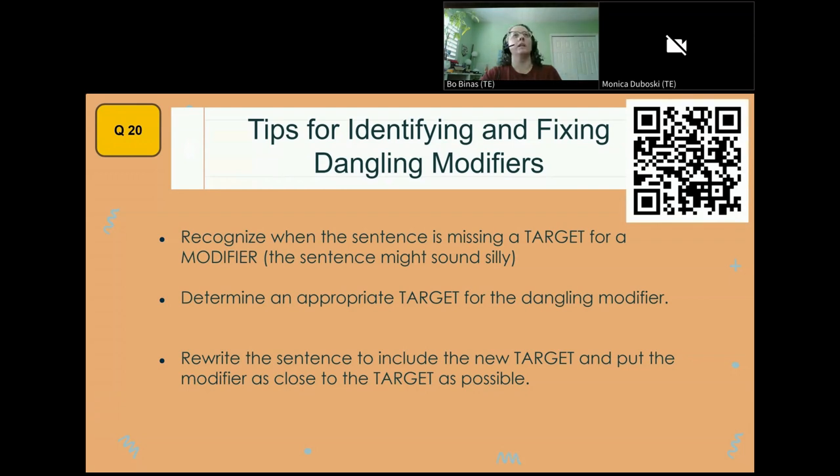And this is question 20. You will first need to recognize when the sentence is missing a target for that modifier, just like we did with the pizza. We recognized that the pizza couldn't possibly be hungry, so something was missing. Then determine an appropriate target, like we did. We added she. You could add whoever or whatever you want when you're fixing them. Then rewrite the sentence to include a new target and put the modifier as close to the target as possible. So you guys did that.